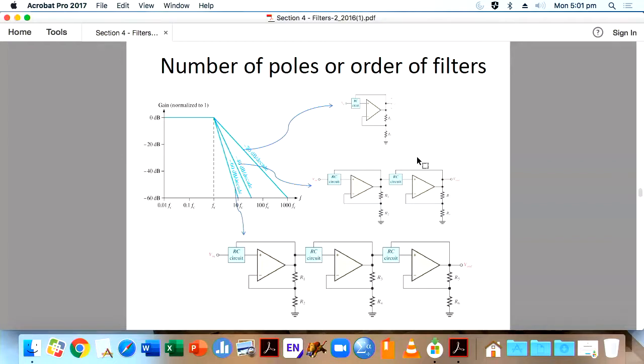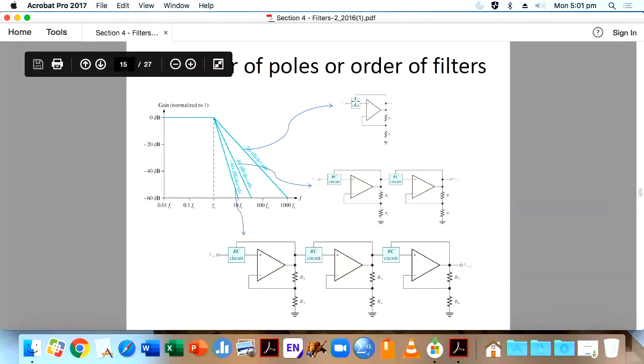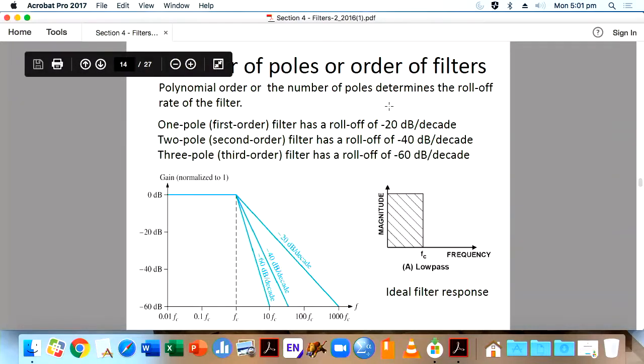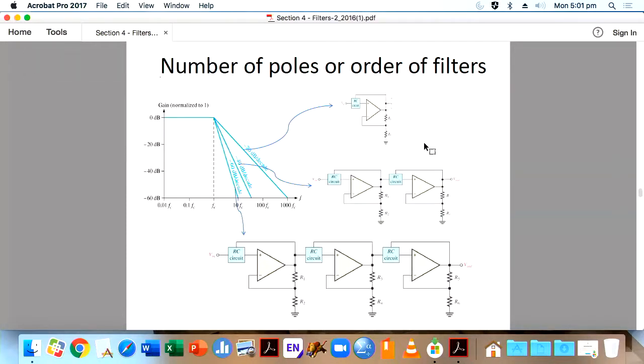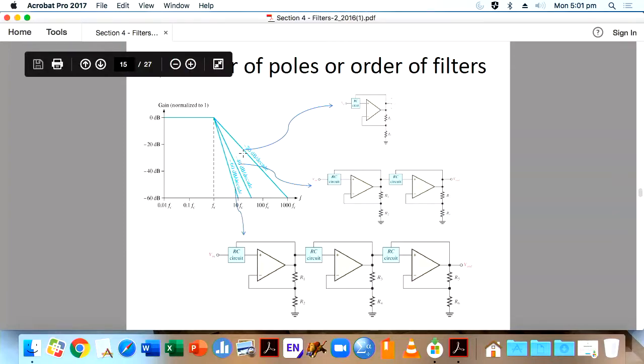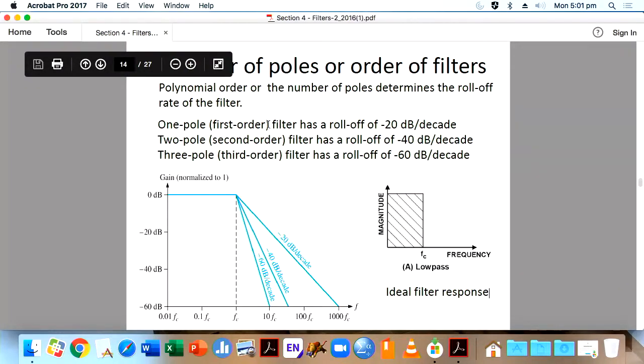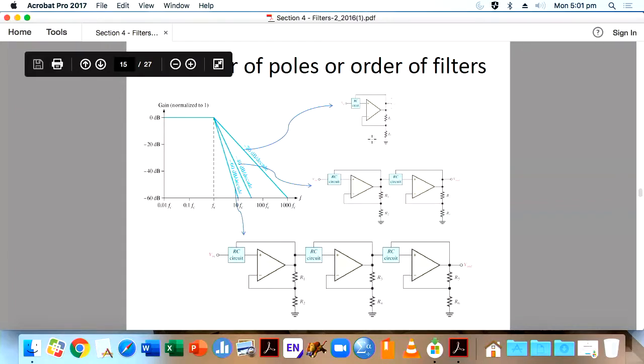So number of poles. How will you design a second order filter? Second order filter means, as I said, RC components, and here you have to see 1 pole minus 20 dB per decade, 2 poles minus 40 dB per decade, 3 poles minus 60 dB per decade. So minus 20 is 1 pole. You need only 1 pole. Then you use a simple RC filter and then use an op amp for amplifying. So this is called how many orders? This is called only 1 order, because you are going to use an RC filter.